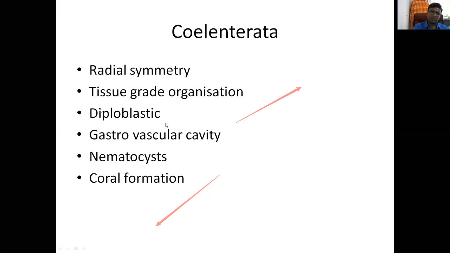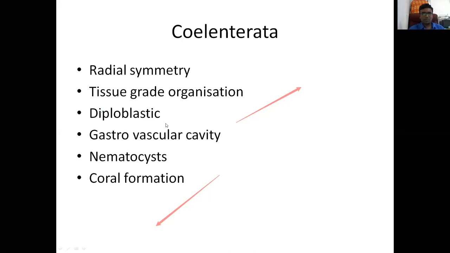And if there is mesoderm in between ectoderm and the endoderm, they are known as the triploblastic organisms, right? So that means we need to understand the Coelenterates are the diploblastic animals. Can you all tell me what is the layer present between ectoderm and endoderm in Coelenterates?